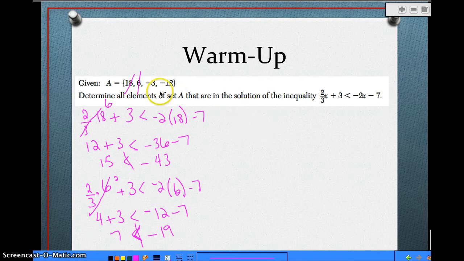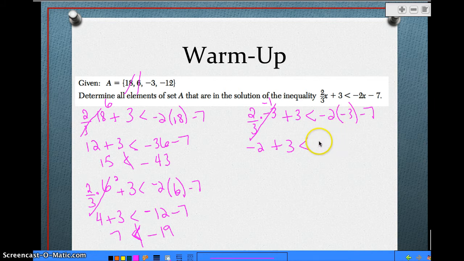Let's go ahead and check negative 3. 2/3 times negative 3 plus 3. Don't forget to use order of operations too. Sometimes that can mess us up. Substituting in negative 3 minus 7. These guys are going to simplify off to negative 1. And 2 times negative 1 is negative 2. Plus 3 is less than negative 2 times negative 3 is 6 minus 7. Negative 2 plus 3 is 1. 6 minus 7 is negative 1. Is 1 less than negative 1? No. So negative 3 is not a solution either.